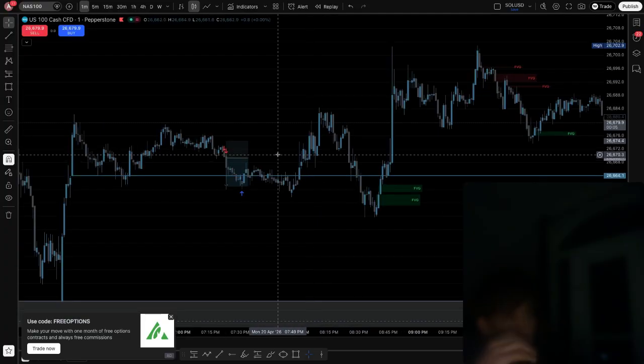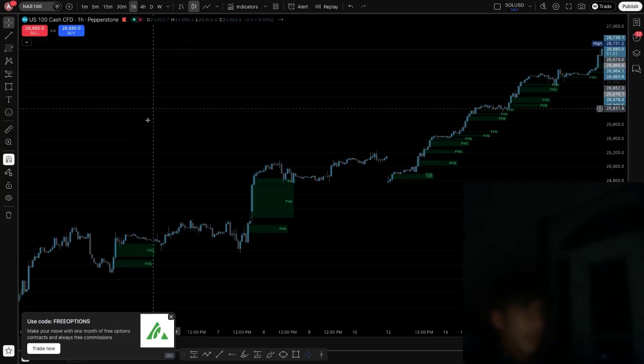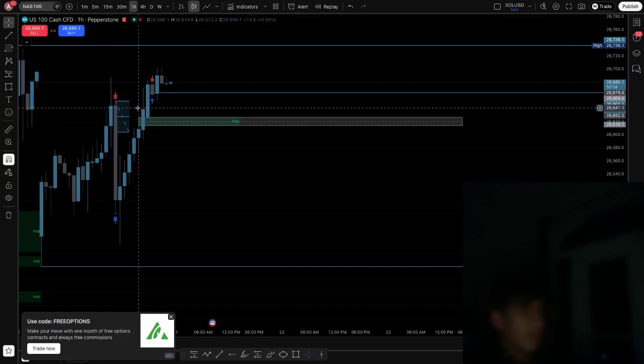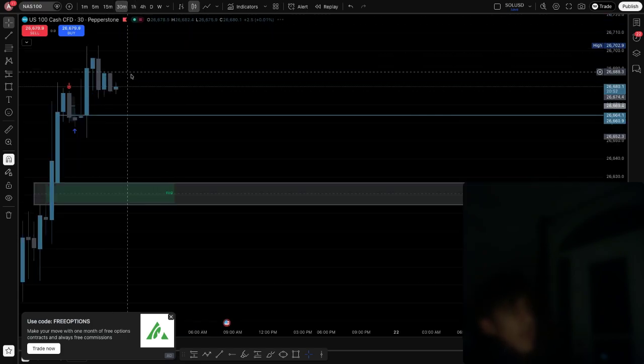So anyway, let's break down Asia. So going into Asia on the 4 hours, pretty much the same. You have the NWOG, but on the hourly, we have this unfilled 1 hour gap down here, which is kind of my only draw. On the 30 minute, we had.